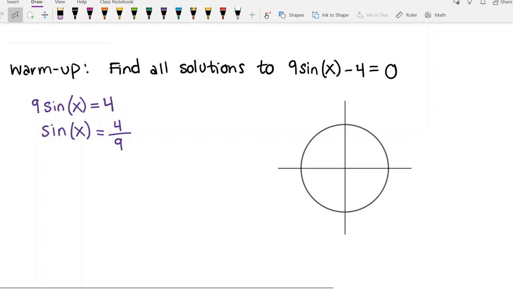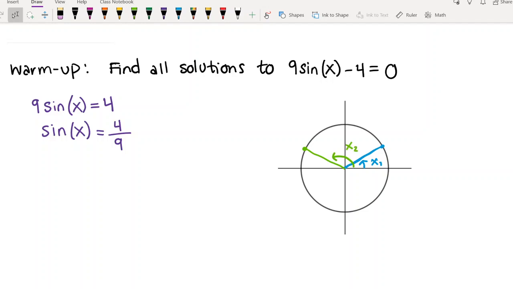Well, it's going to be an angle with a y coordinate of 4 over 9. So what does 4 over 9 look like? It's a little less than half, because 4.5 over 9 would be 1/2. So I'm just going to eyeball it and go somewhere here. So this is one possible angle with sine equal to 4/9. And if that's one of the possible angles, then an angle directly across from that angle, with the same height, would be another solution. So we can call this solution here x1, and this solution here x2.